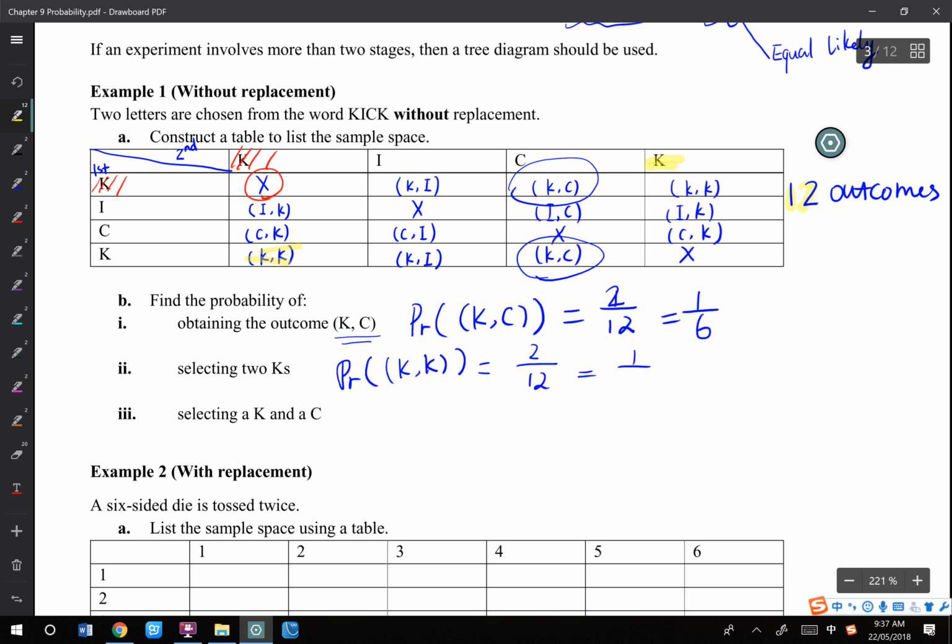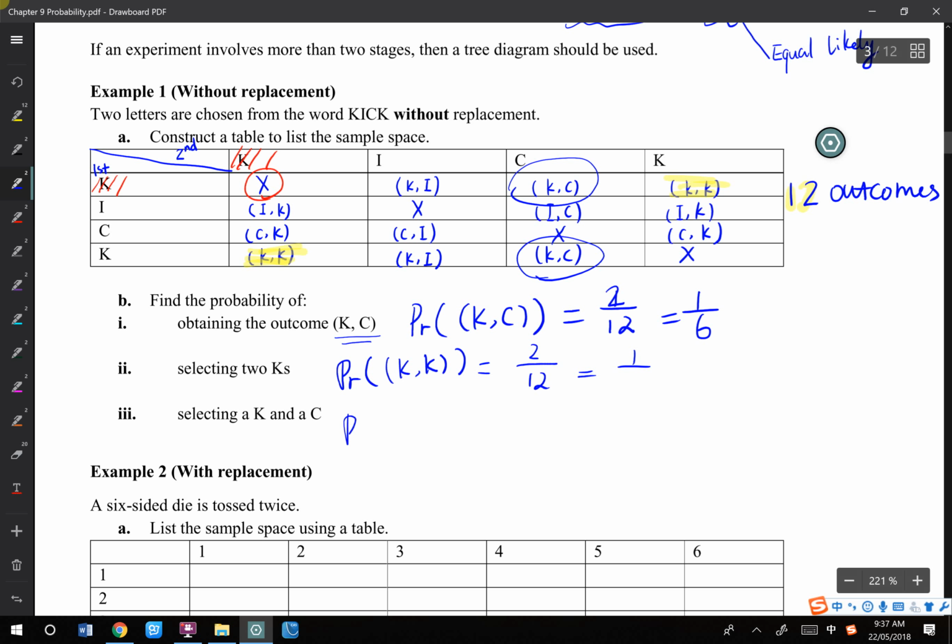Okay, and the KK is here and here. And the third one, I want a K and a C. In this case, I don't mind whether K first or C first. I just want a result with a K and a C in my hand.